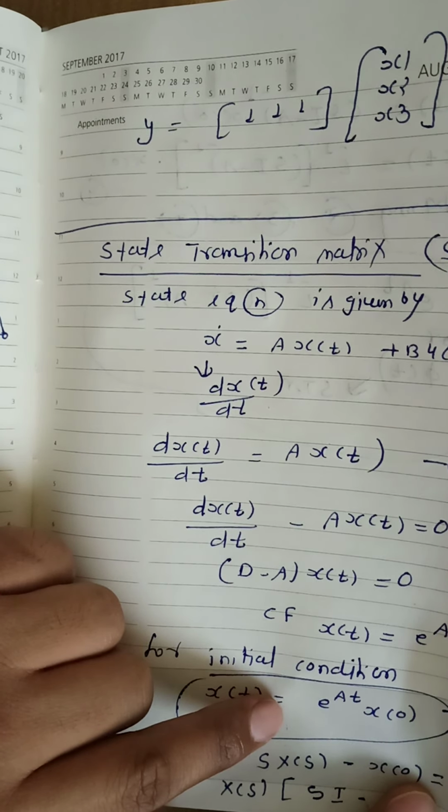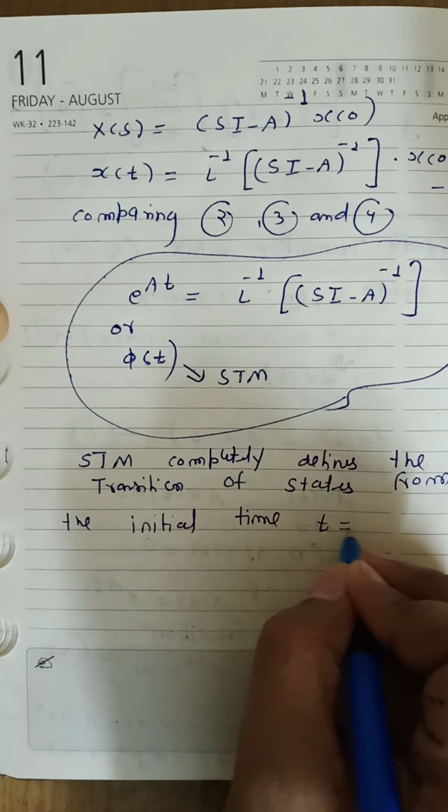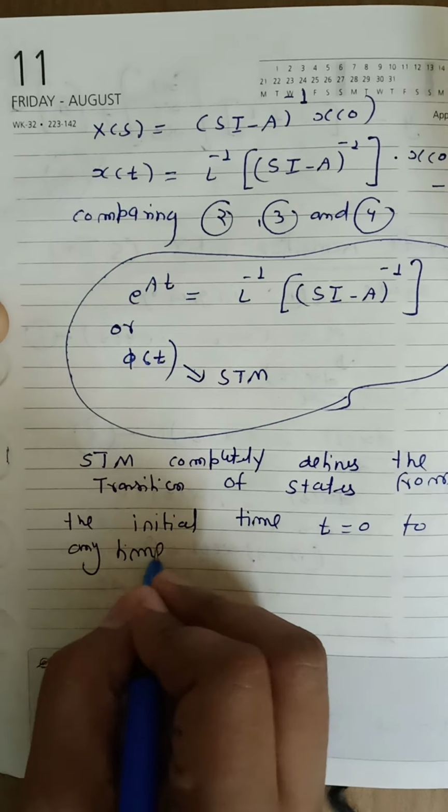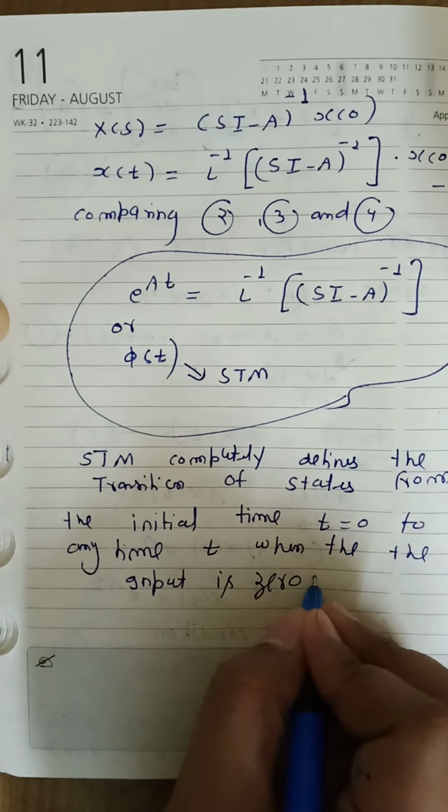So here I am writing: state transition matrix completely defines the transition of states from the initial time t equal to 0 to any time t when the input is 0.